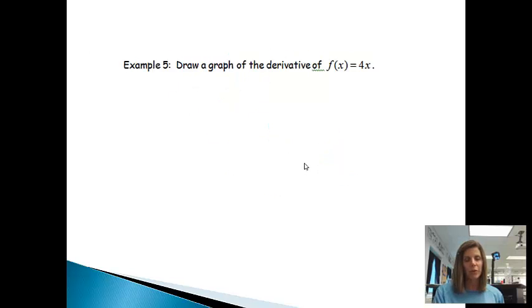All right, pretty abstract, so let's go ahead and try again. This one says to draw a graph of the derivative of f of x equals 4x.